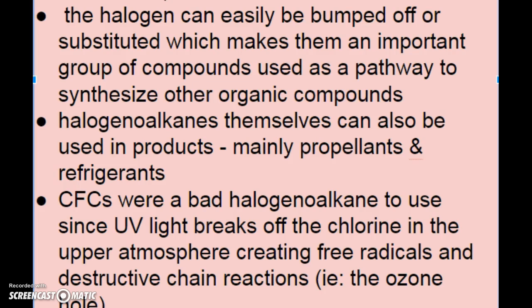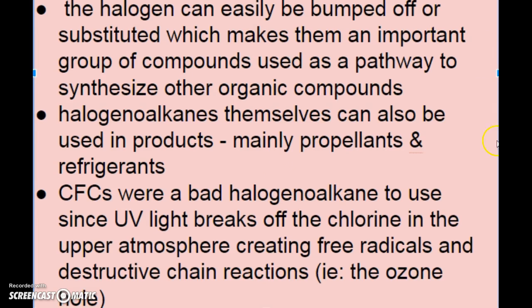They've been used a lot in propellants and refrigerants. Some of the earliest halogenoalkanes, CFCs, had 2 chlorines and 2 fluorines on the carbon. And they were a very bad idea, thanks Thomas Midgley, because that allowed the chlorine to break off in the upper stratosphere and start this whole destructive chain reaction involving chlorine free radicals destroying ozone, or O3.